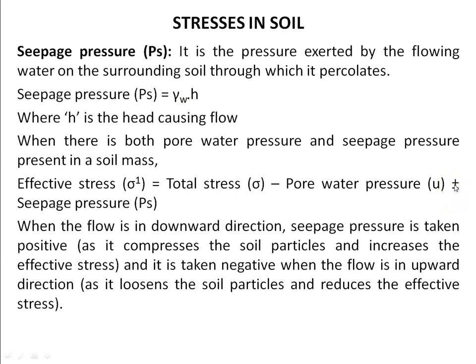If the flow is taking place in the downward direction, then it compresses the soil particles and then increases the effective stress. In that case, we have to take plus value for seepage pressure. But if the flow is taking place in the upward direction, then it loosens the soil particles and then reduces the effective stress, and hence we should take the negative sign.